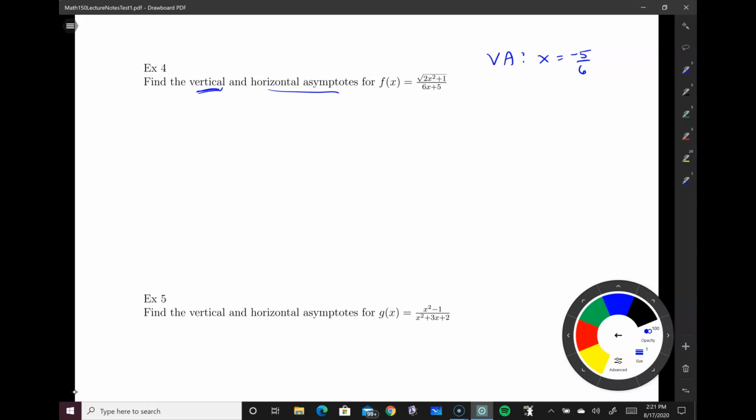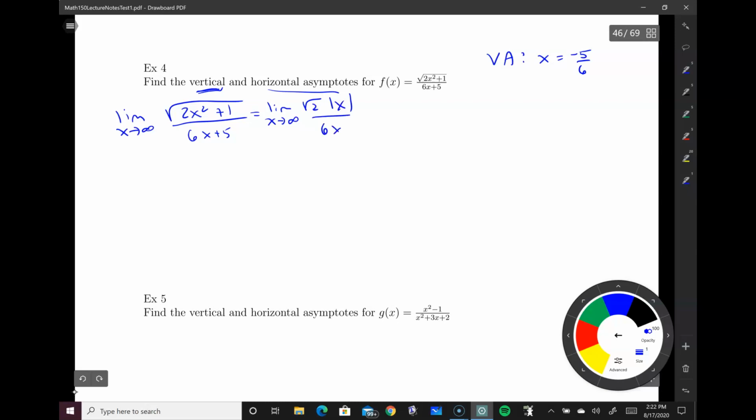Done. All right, so to find the horizontal asymptotes, I'm going to take the limit as x goes to infinity, and then I'll do negative infinity as well. But let me just start off with infinity. So I'm going to do highest powers. And as x goes to infinity, I'll have root 2 absolute value of x over 6x, right? Because I'll have the square root of x squared. Since I'm going to positive infinity, this absolute value of x gets replaced with x. Then I cancel the x's, so I'm left with root 2 over 6.